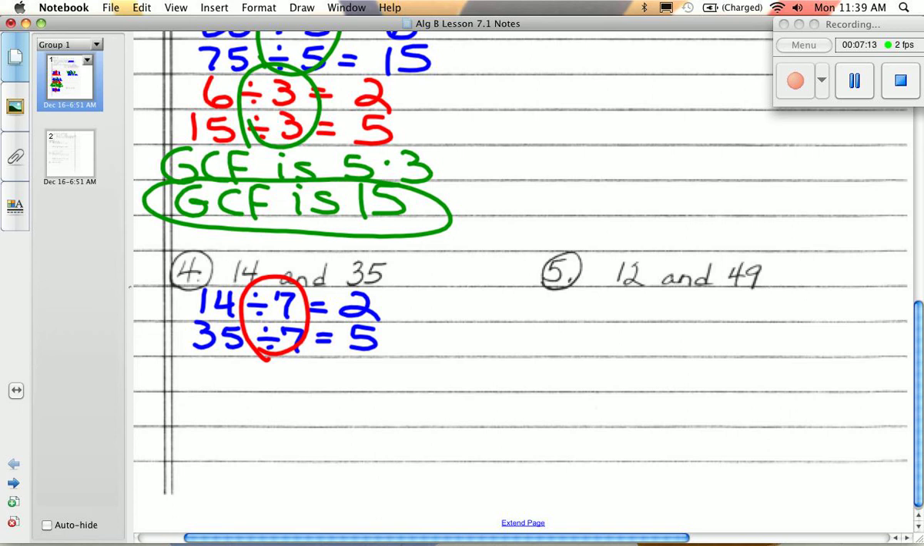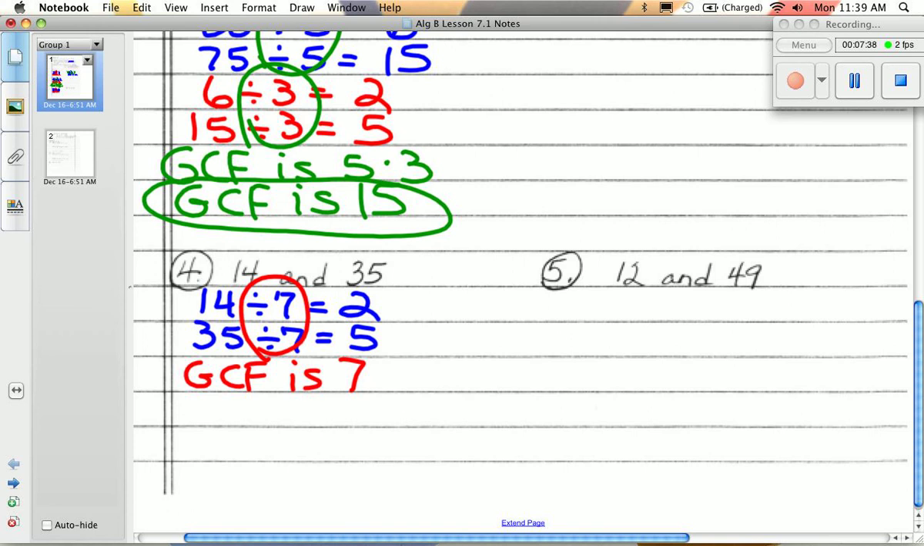How do you feel about that? Can we divide by anything else? No, not anything useful anyway, just 1. Wouldn't get us anywhere. We keep getting 2 and 5, right? So our GCF is what? 7. For once I feel smart.